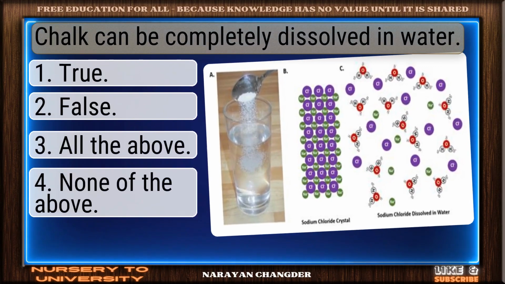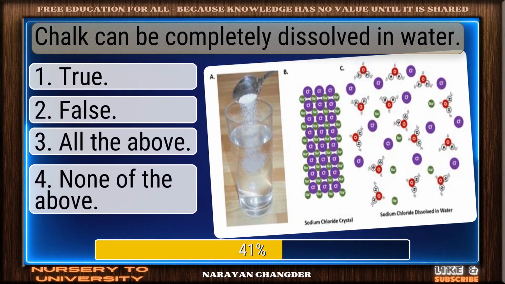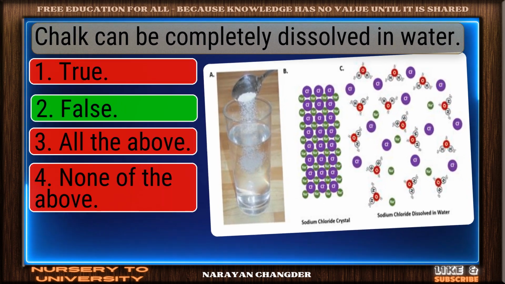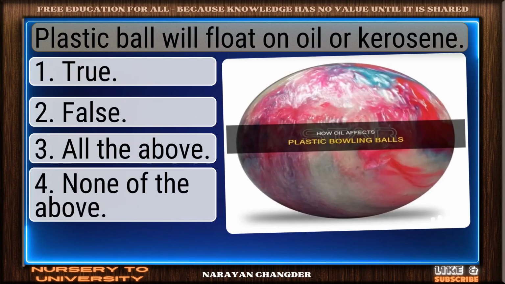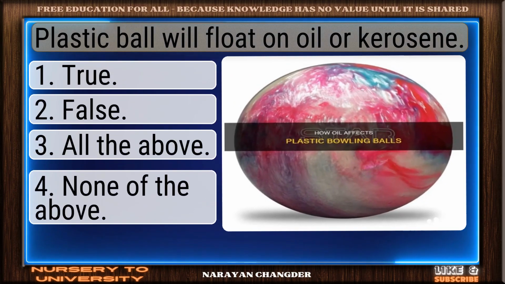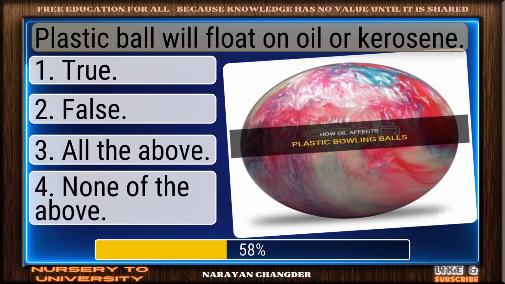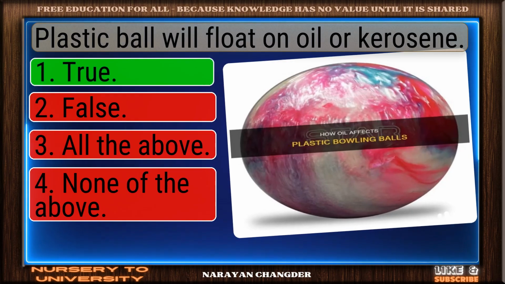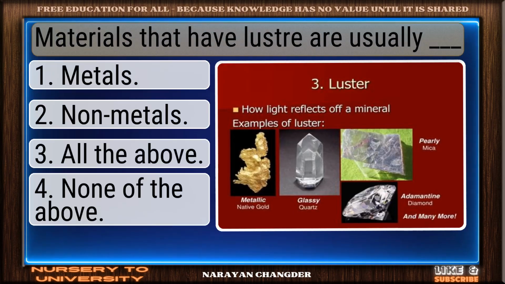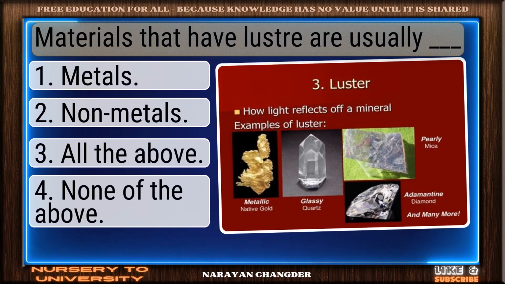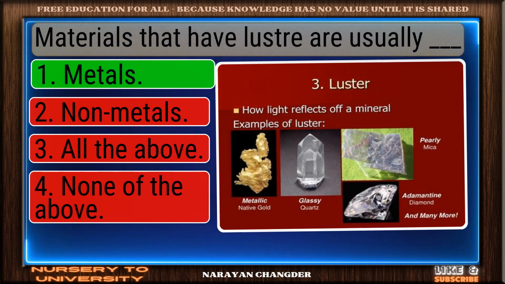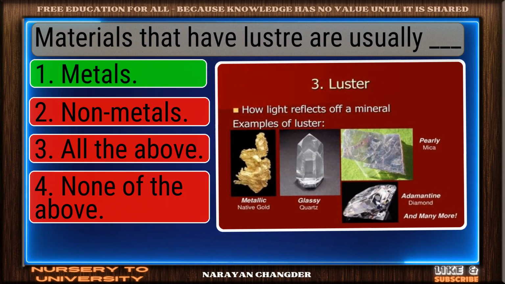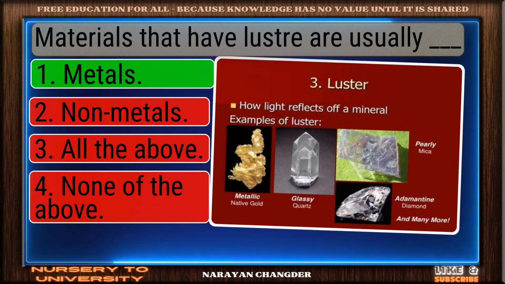Chalk can be completely dissolved in water. Clear logic. Your choice false is sound and 100% true. Plastic ball will float on oil or kerosene. On track. True is the correct answer. Materials that have luster are usually dash. Nicely done. Metals is a solid answer.